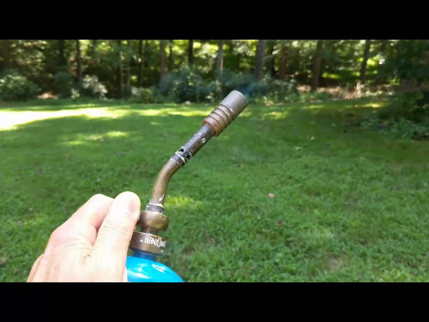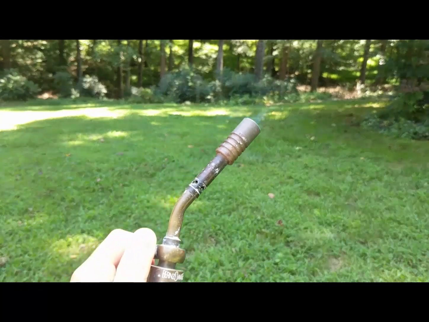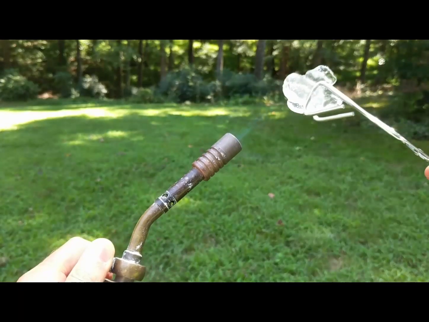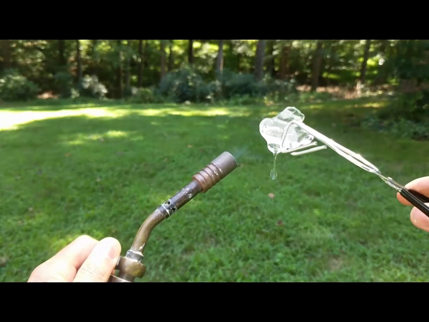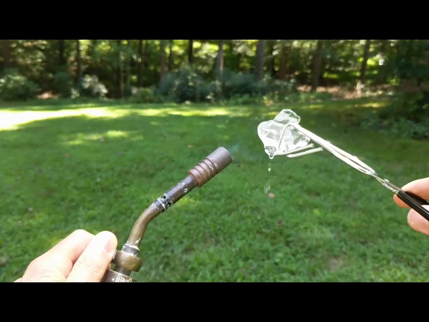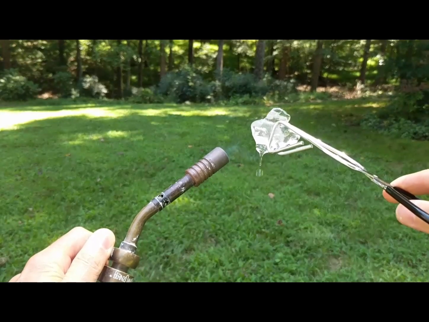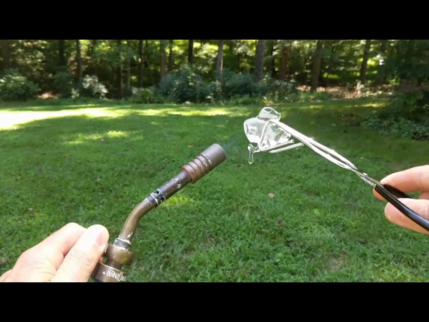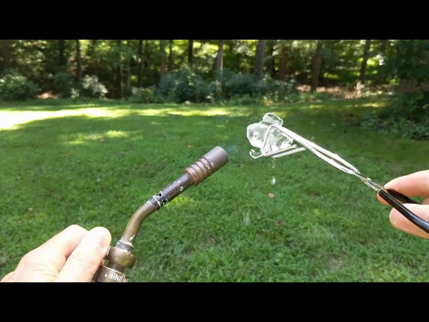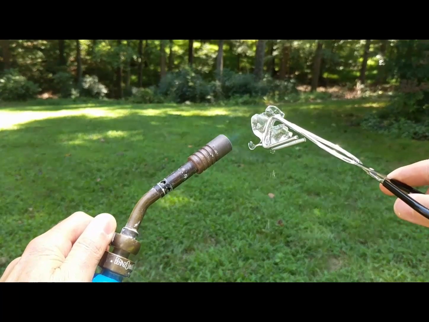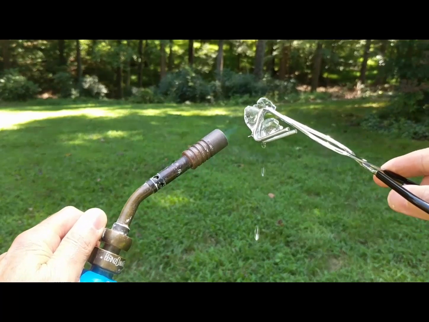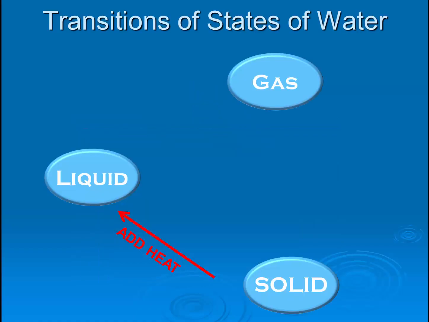First, let me step outside and light up my propane torch. Now, as I reach over and bring some ice, you can quickly see as I apply the heat or the fire from the propane torch, the ice transitions from solid to liquid very easily. So, in order to melt something, we need to add heat.